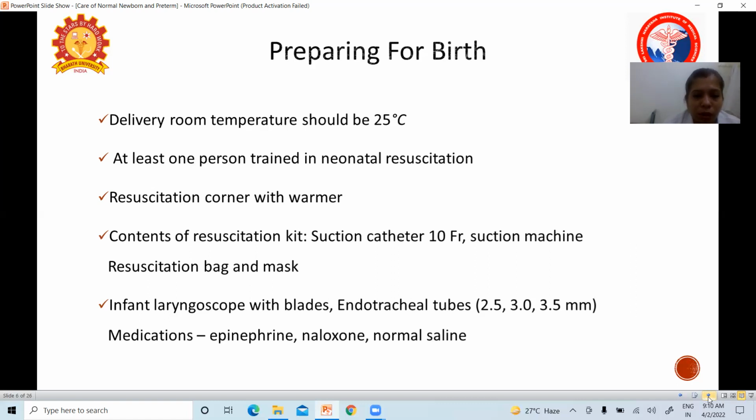Then only a few medications which might be required like epinephrine, naloxone, normal saline, and other things to deliver these medicines like cannula, umbilical vein catheter, three-way, normal saline flush syringes. All these things we have to arrange before attending the delivery.